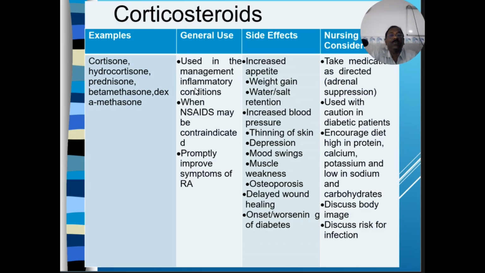Encourage a diet high in protein, calcium, and potassium, and low in sodium and carbohydrate. So more fruits, and more calcium is very much needed for people on steroid therapy to avoid osteoporosis. Discuss body image. Definitely the image will change with long steroid therapy, striae, etc.